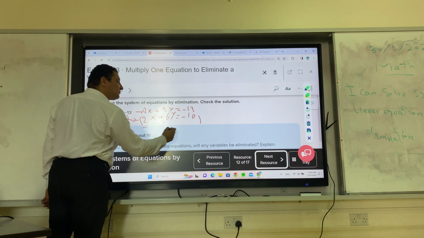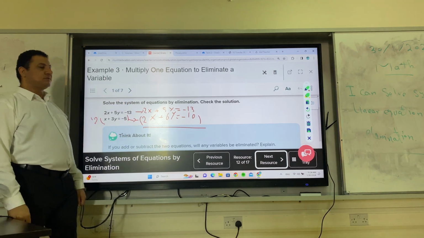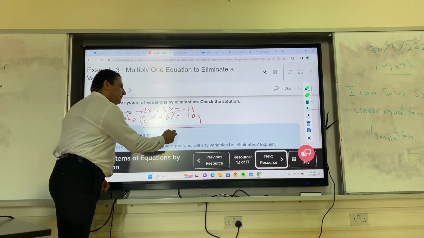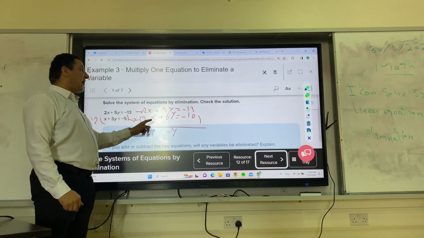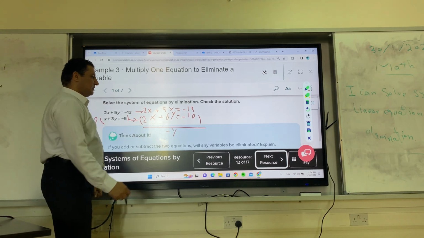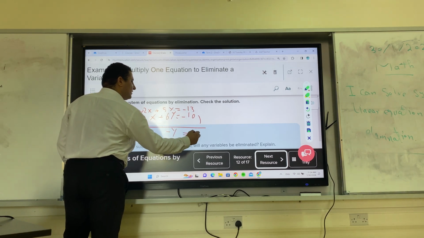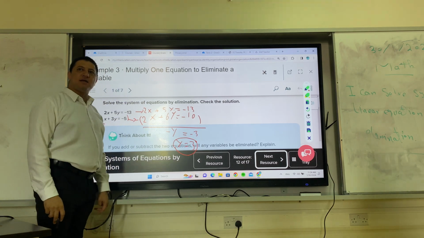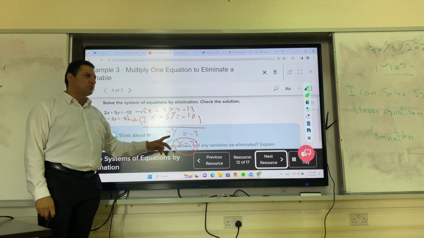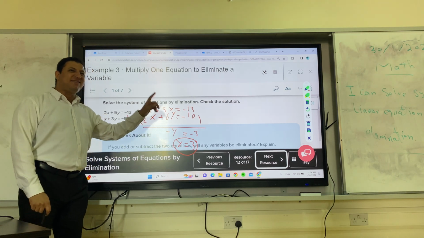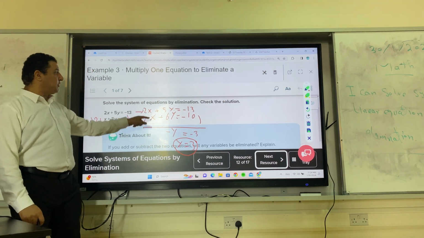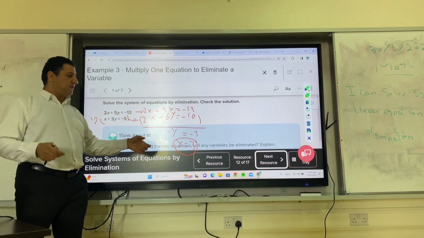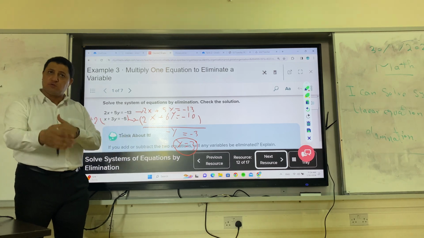2x minus 2x is zero, no x's. 5y minus 6y is a negative y. Negative 13 minus negative 10 equals negative 3. Then y equals 3. Once you get y, feel free to substitute the y value in any of the above four equations. I have 1, 2, 3, 4. At any of them, if you substitute the value of y by 3, you'll be able to get x.